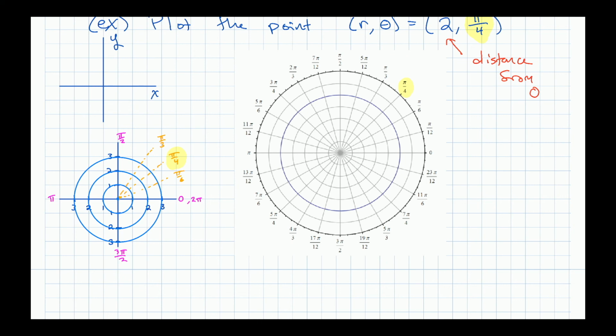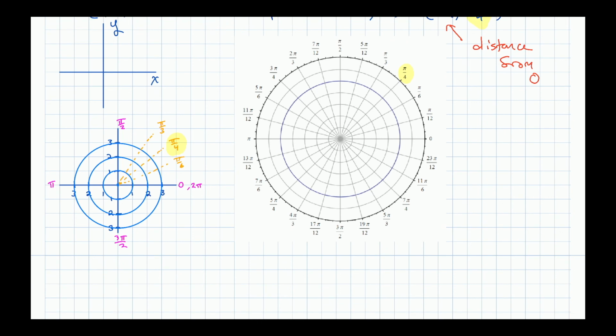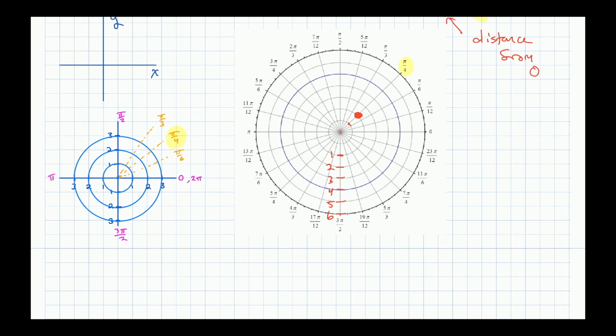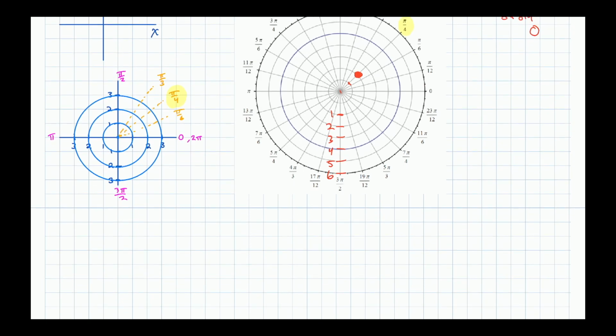So if every circle is a distance of 1, right? So if this is 1, and this is 2, and this is 3, and this is 4, and this is 5, and this is 6, right? We want to go out a distance of 2, but in the direction of pi over 4. So you're starting from the center here, and you go, okay, well, here's 1, here's 2. So this point right here, that's the point 2 comma pi over 4. Let's put the same point on the other graph. So it would be like this.